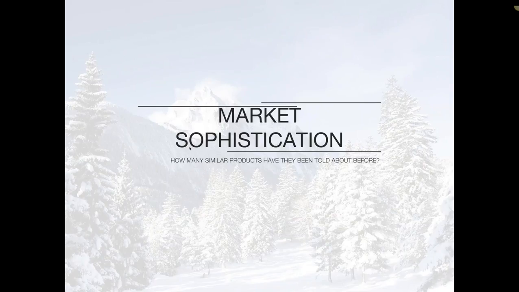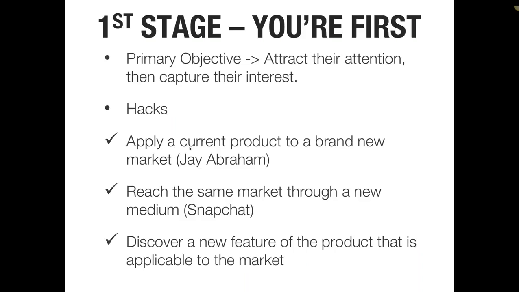All right, let's talk about the third pillar, market sophistication. Market sophistication is how many similar products your prospect has been told about before you show up. This means your competitors, your indirect competitors, products from a company before that solve the same problem, who knows? Market sophistication is your prospect's awareness, their sophistication to the similar products and services that are in the market before you. So let's talk about the different stages, and then we'll talk about the relevance of all those stages.